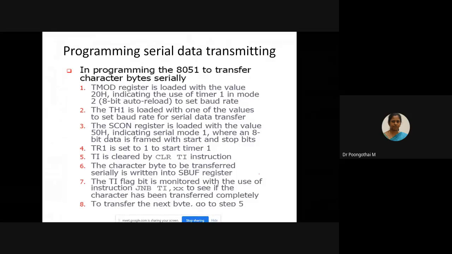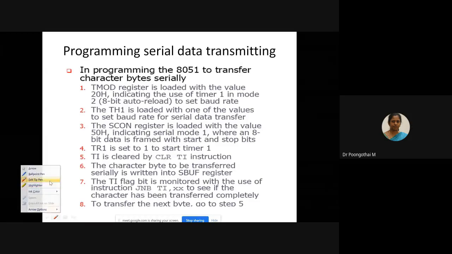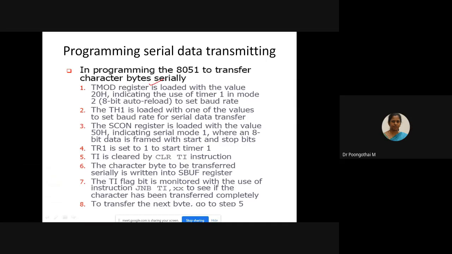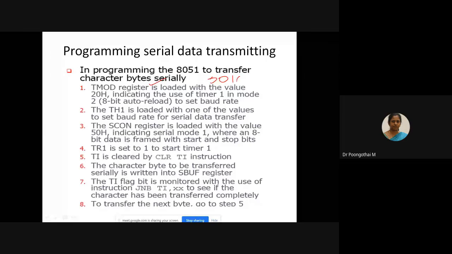So next we will see the algorithm for transmitting data, that is programming serial data transmitting. In programming 8051, to transfer the character byte serially, we have to use timer 1 in mode 2. For that, calculate the initial value of TMOD. So timer 1 in mode 2, the value is 0, 0, 1, 0 for timer 1, and the remaining bits are all 0. So this value is fixed to set the baud rate.